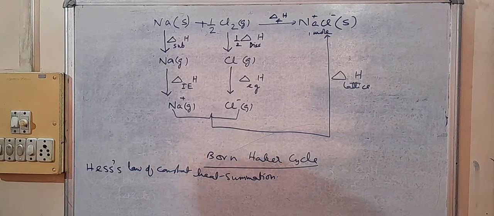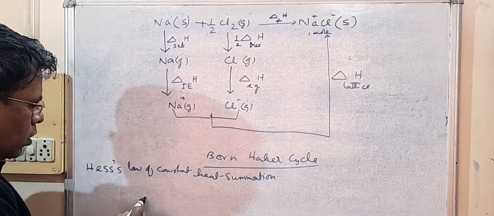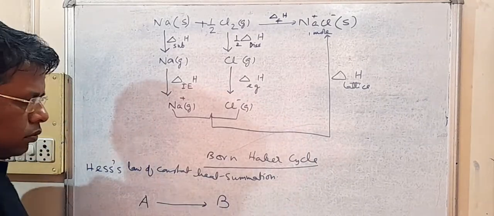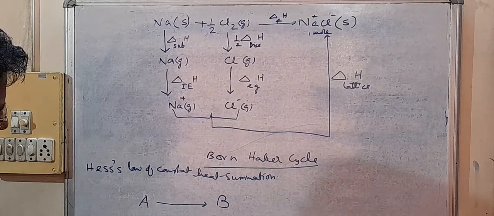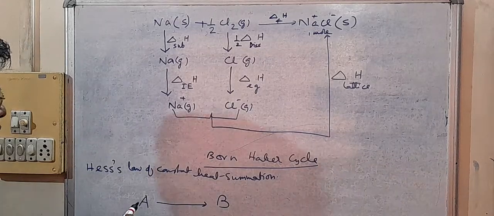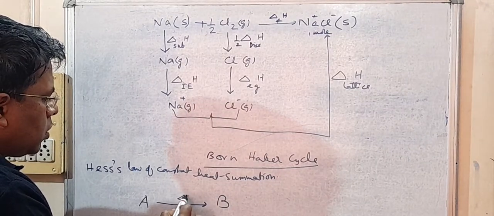So what is this law? Suppose we have a process A to B, and suppose the enthalpy change involved in this process is delta H.